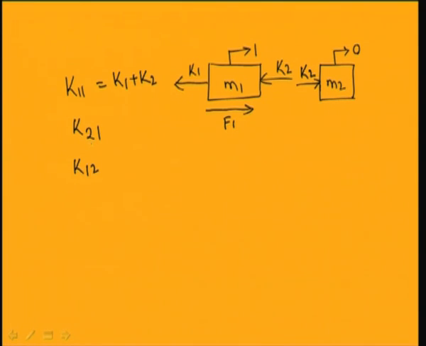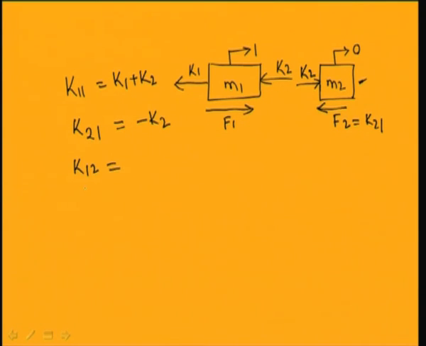K21 is the force required at 2 to have unit displacement at 1. Already we have written that for unit displacement at 1 and 0 displacement at 2, this is the free body diagram. From this free body diagram we have found that the mass M2 is subjected to a force K2. So, to have 0 displacement here, one has to apply a force F2 equal to K21. This force is applied in the opposite direction, so it will be equal to minus K2. So, K21 is equal to minus K2.